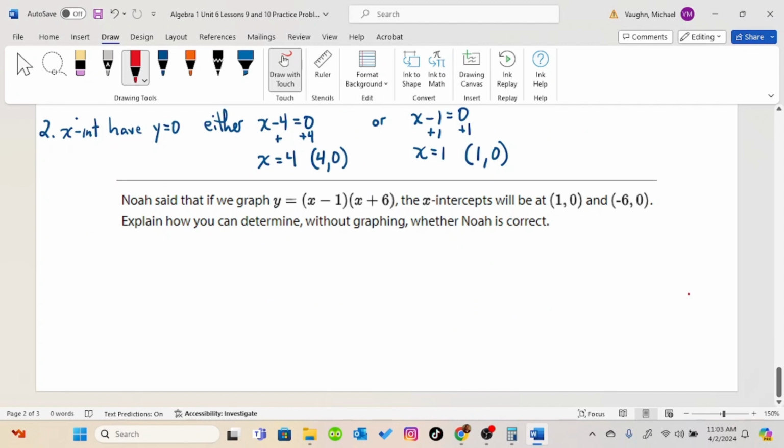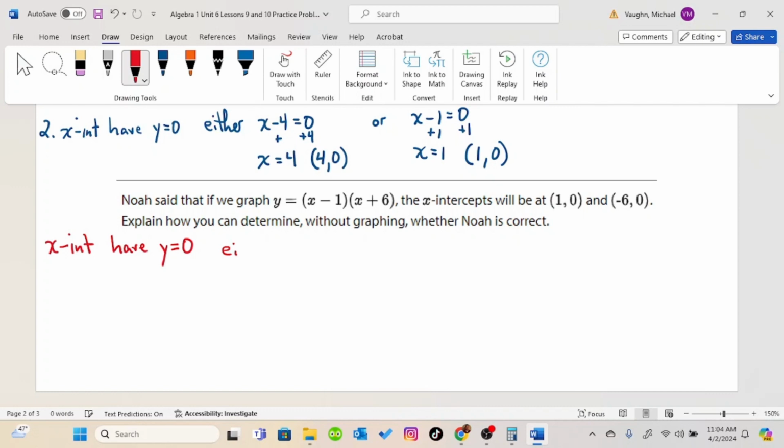Noah said that if we graph y equals (x − 1)(x + 6), the x-intercepts will be at (1, 0) and (−6, 0). Explain how you can determine, without graphing, whether Noah is correct. Well, x-intercepts have a y value of 0.